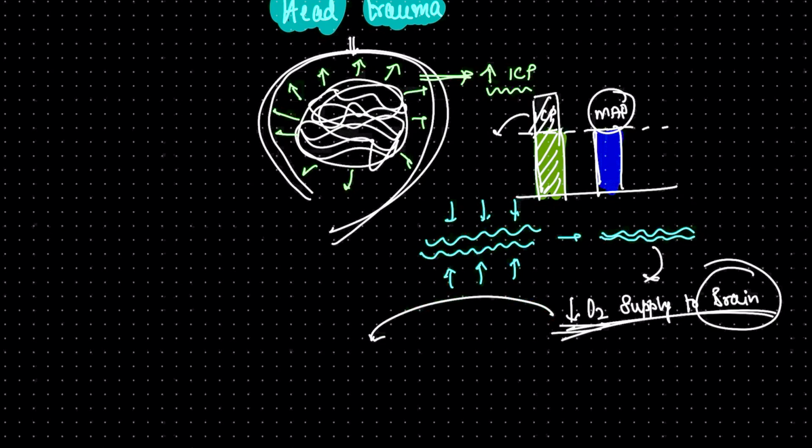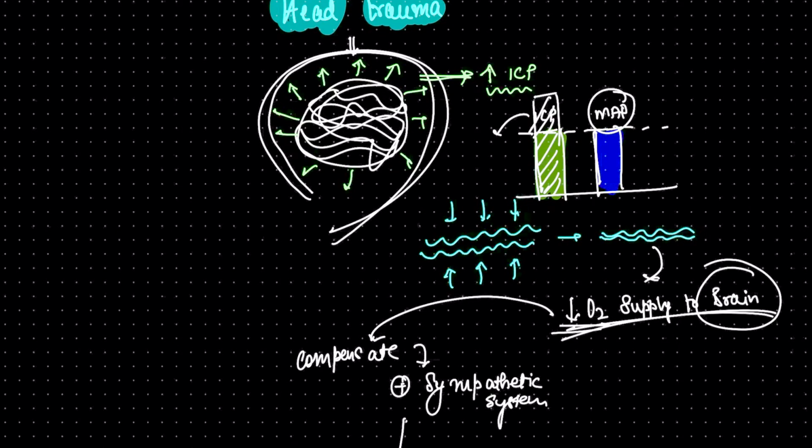So what would the brain do now? The brain tries to compensate. So how? It will activate the sympathetic system. The sympathetic system is popularly known as the flight response, the catecholamine system, and it is a sort of stress system that is released when we are in stress, and trauma is a stress to the brain. Now because of the sympathetic system's increased firing, this will lead to increased blood pressure, because it increases cardiac output so that oxygen supply to the brain can be increased.